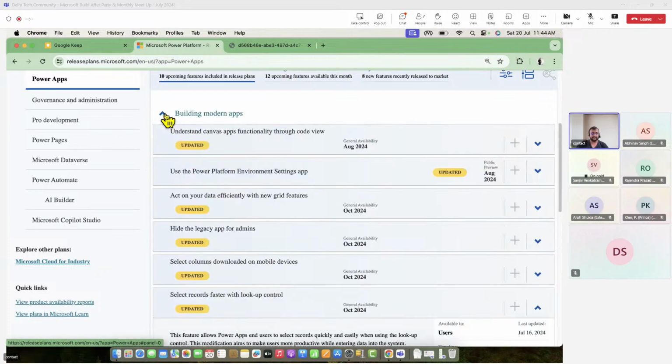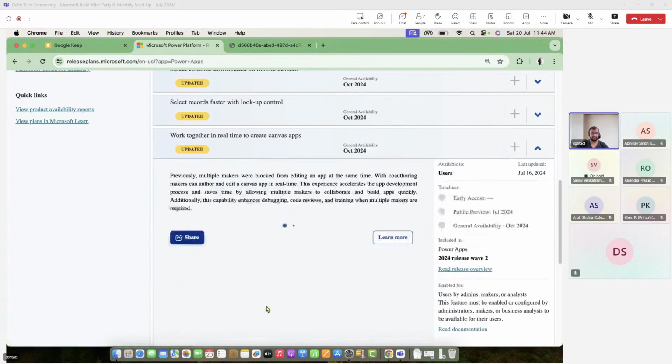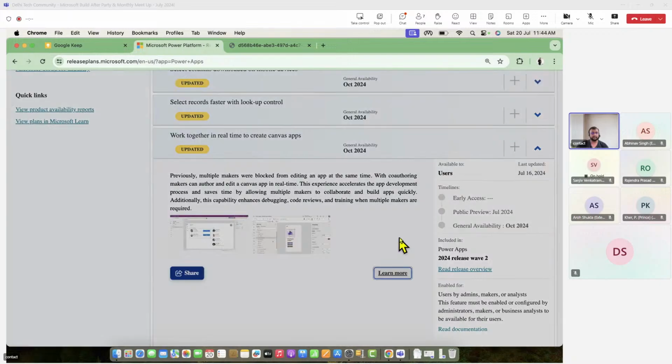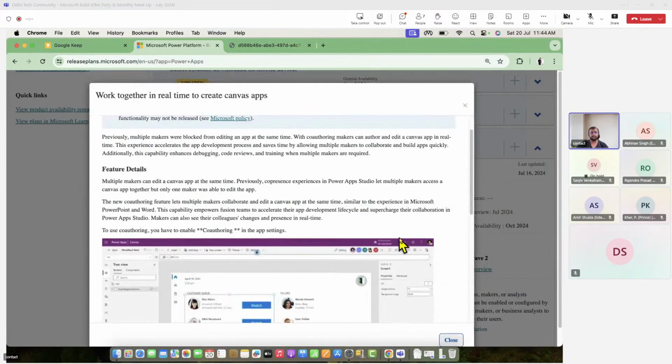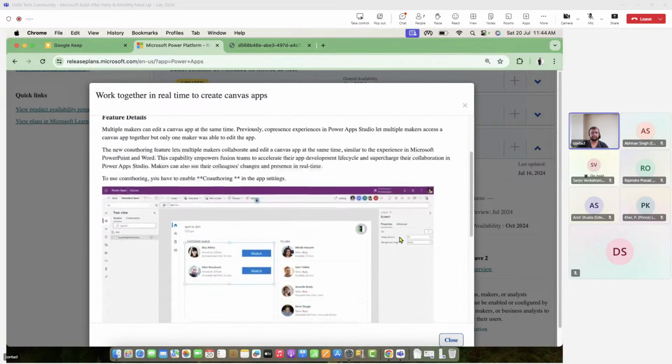Apart from that, I just wanted to highlight one more feature, which is again very important, the co-authoring feature. We all are waiting for this particular feature. Specifically for the Canvas app, right now the biggest problem is that developers cannot work in parallel. Okay, for model-driven apps we still have that feature, but in Canvas apps we don't have it.